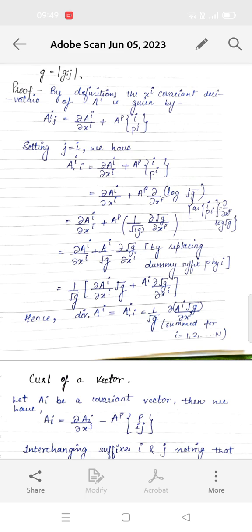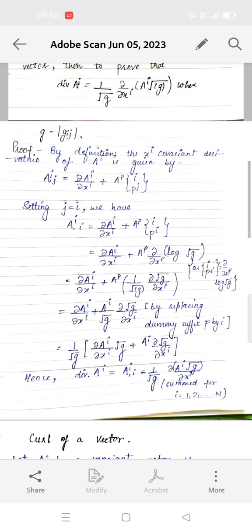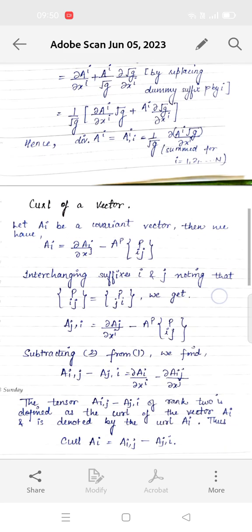Now you know that divergence A^i is equal to A^i,i, which is now equal to 1 upon root g. Now i is summed from 1, 2, up to n values, so it finally becomes 1 upon root g del A^i root g by del x^i, which is the required proof we had to prove, so it is proved.